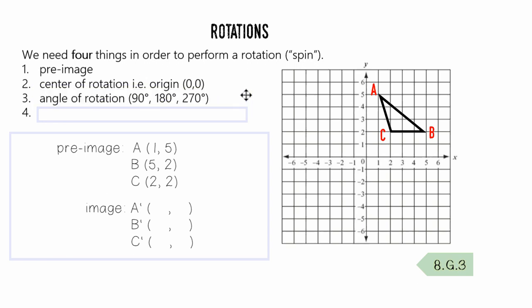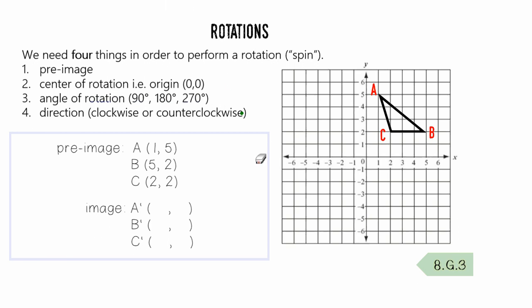The third thing that I need is an angle of rotation: 90 degrees, 180 degrees, 270 degrees. These are the most common, and these are the amounts that we will be rotating in this lesson, and the ones that we will be talking about most in class. Now, I can rotate any amount of degrees, but these are the most common ones and the ones that we will be discussing.